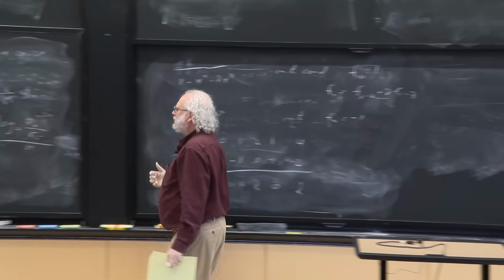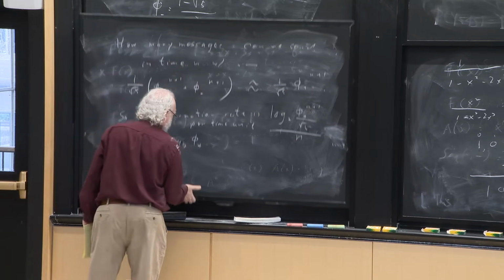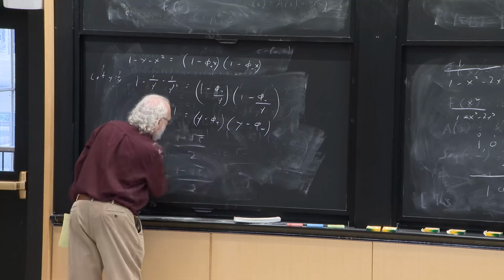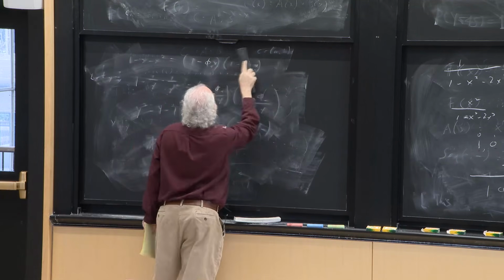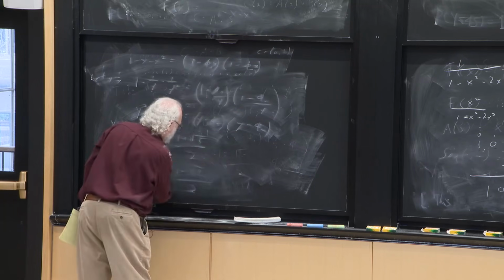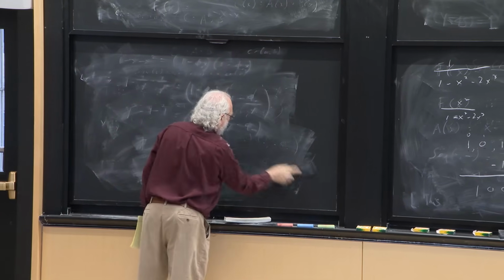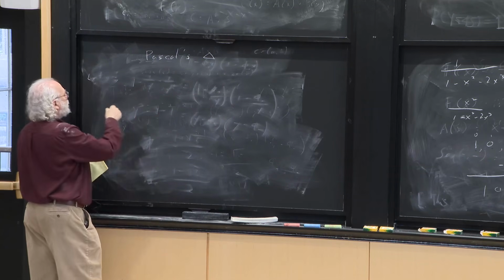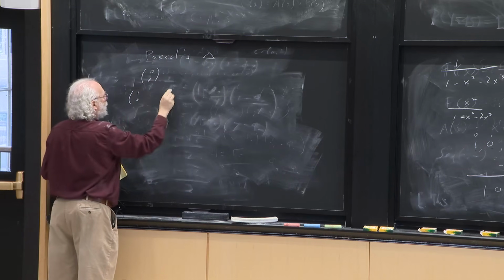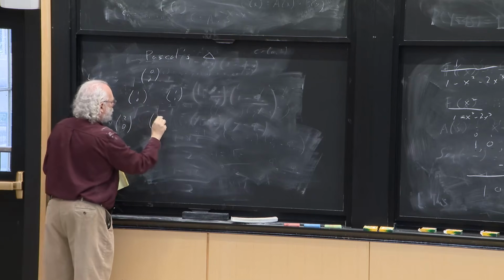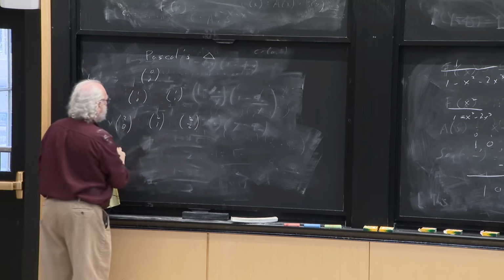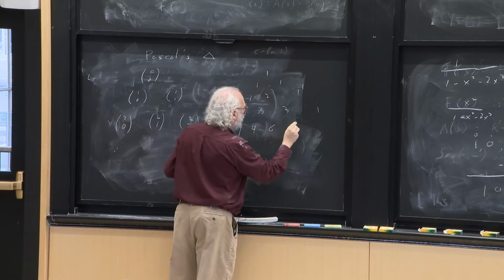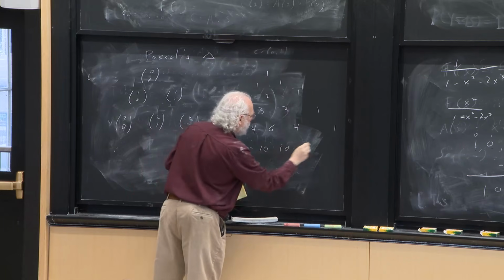Let's look at Pascal's triangle. Okay, Pascal's triangle is 0 choose 0, 1 choose 0, 1 choose 1, 2 choose 0, 2 choose 1, 2 choose 2, etc. And let's look at it in numbers: 1, 1, 1, 1, 2, 1, 1, 3, 3, 1, 1, 4, 6, 4, 1, 1, 5, 10, 10, 5, 1, etc.